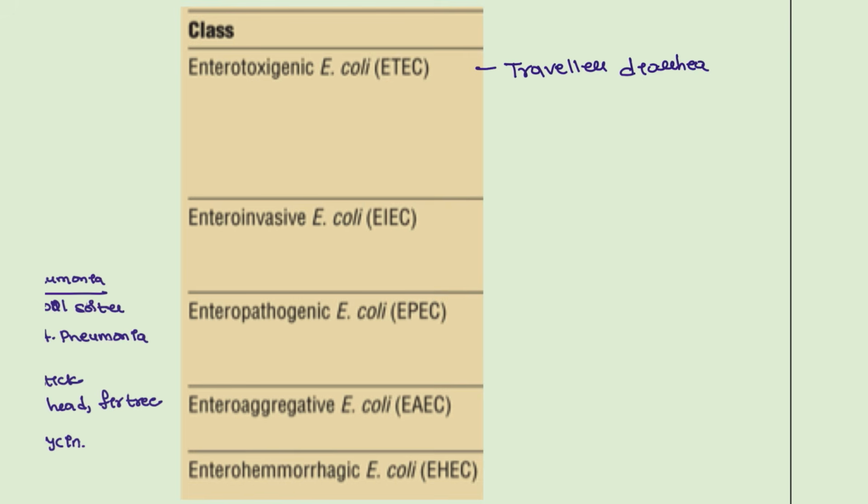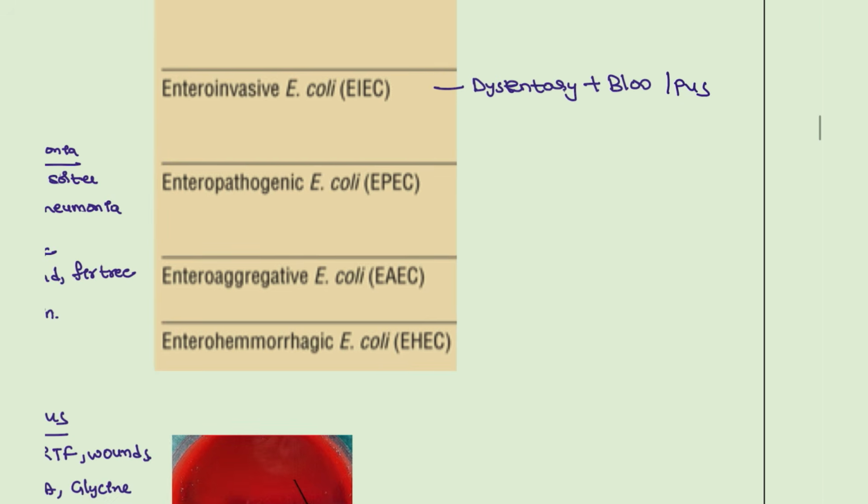Next, enteroinvasive E. coli. This will commonly present as dysentery. Blood and pus will be seen in the patients, right? And it can also involve colon invasion. Next, enteropathogenic E. coli. Enteropathogenic E. coli is also seen with dysentery, and it is caused by the attachment or effacement of the epithelium of the GI system.